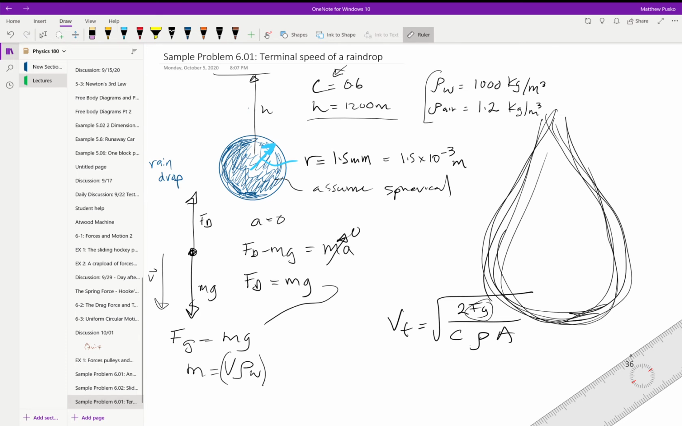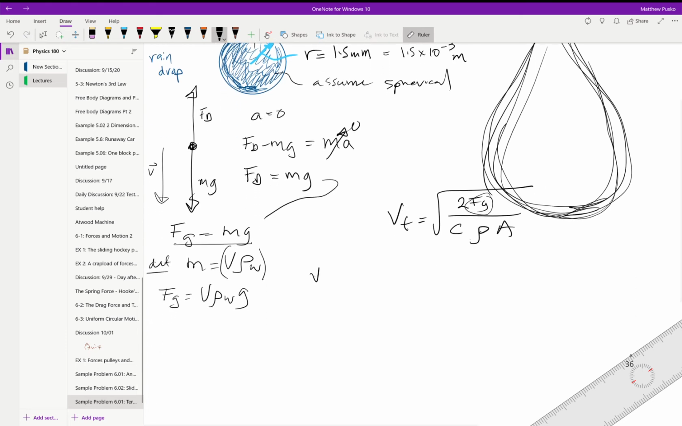Let's keep them separate. So this is just a definition. Putting that into this equation, I get the force due to gravity is equal to rho times the volume times gravity. All right, what's the volume now? The volume, they said, was a sphere or a spherical shape. Then the volume would be equal to 4/3 pi r cubed. Substitute that in there. We get 4/3 pi r cubed times the density times gravity.